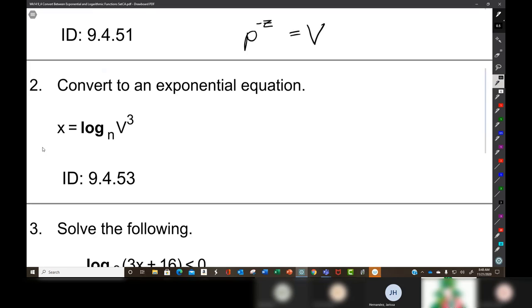All right, now we have one more of these to do. They have it turned around the other way, but they can't trick you. Here's your base. If that's the base, then over on the other side of the equal sign is the exponent. And what's left is the argument.